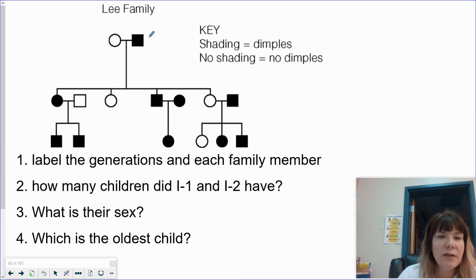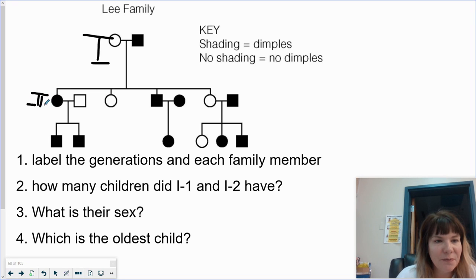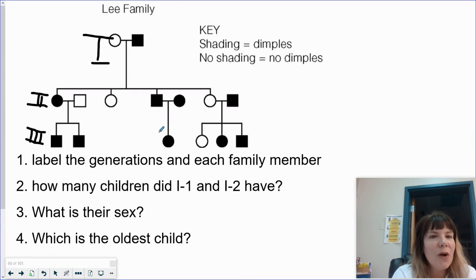Each one of these sets is a generation. So this would be generation 1. Sorry, guys. This would be generation 2. And this is going to be generation 3. Can you tell I'm using my mouse to do this? That was an accident. I apologize. So that's generation 1, 2, and 3.